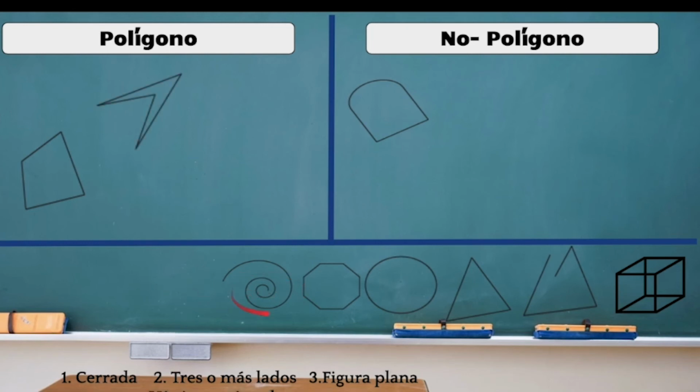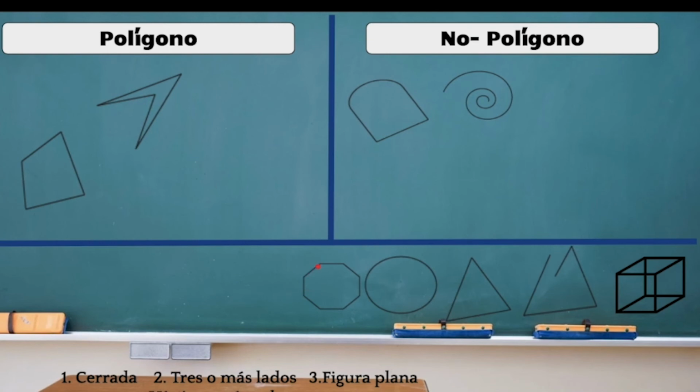Mira esta, es un poco extraña y muy divertida. Es una línea giratoria, pero tenemos un problema. No está cerrada. Automáticamente es un no polígono. Vamos a ver la siguiente.